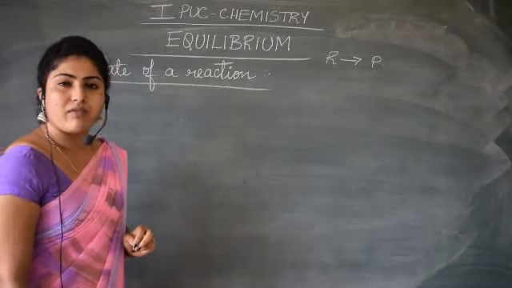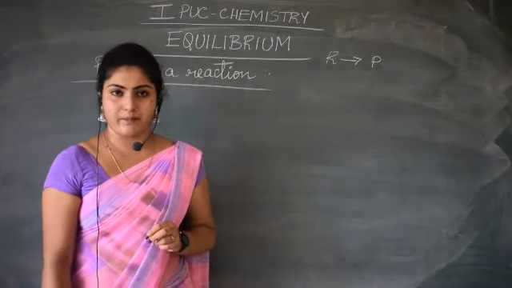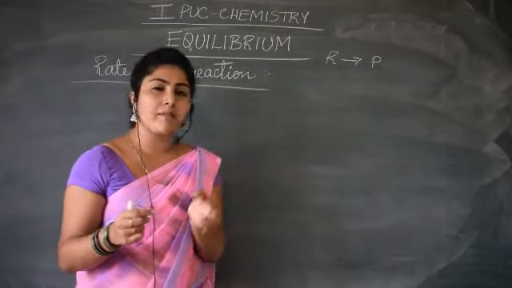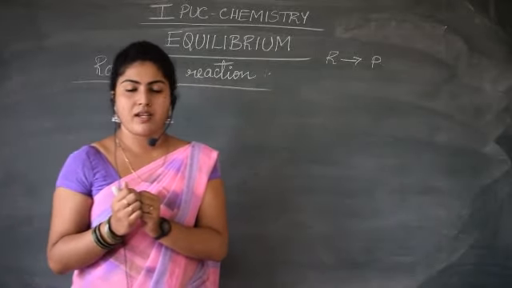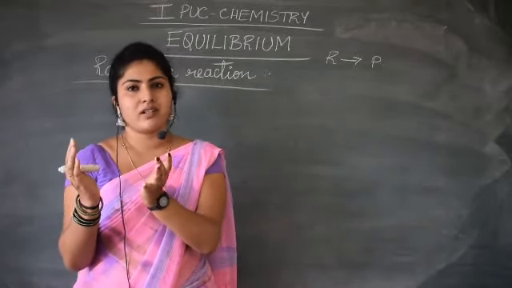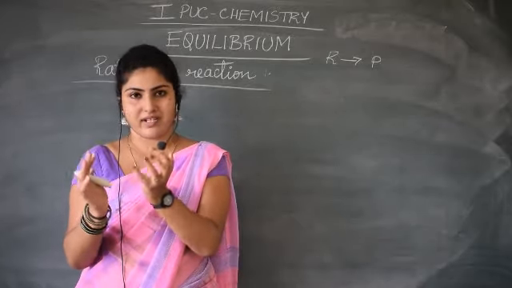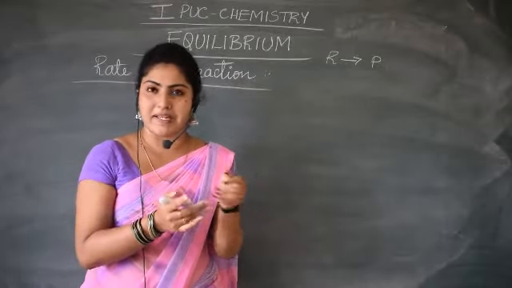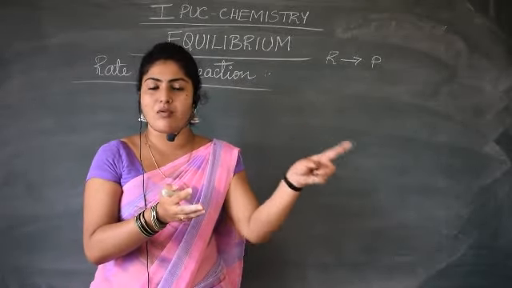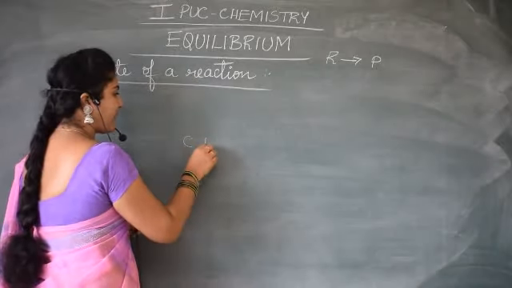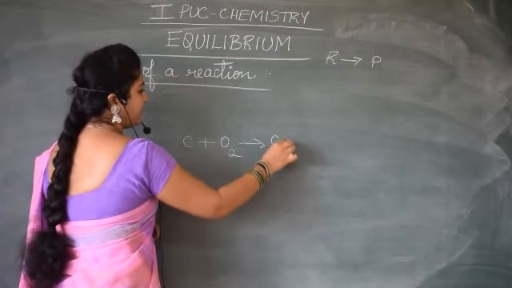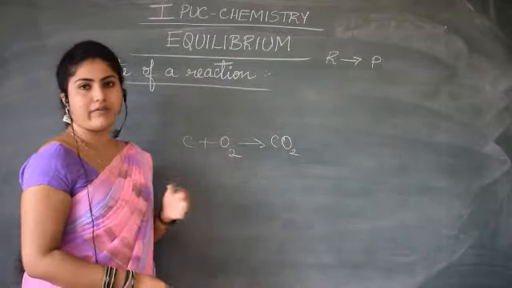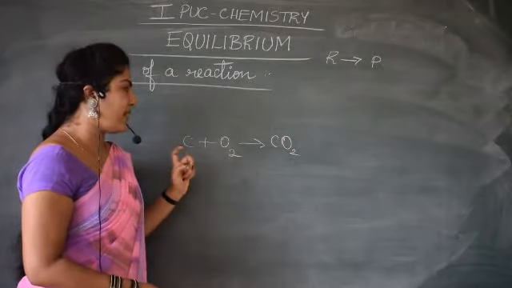So in chemistry, we use a term called concentration. Say you have taken 10 gram of carbon and 10 gram of oxygen. Now the reaction takes place and the product will be formed. I'm just giving you an example. This has nothing to do with equilibrium yet. I'll tell you what I actually mean to say.